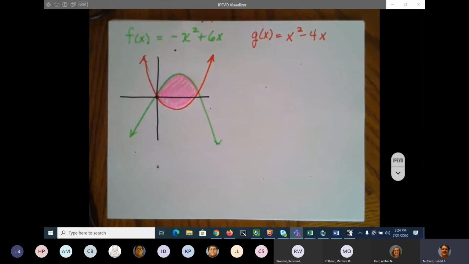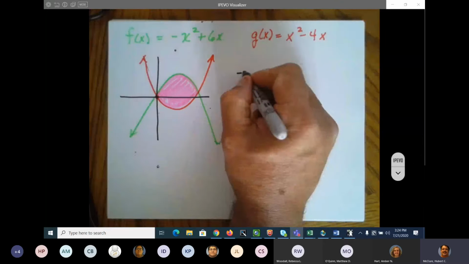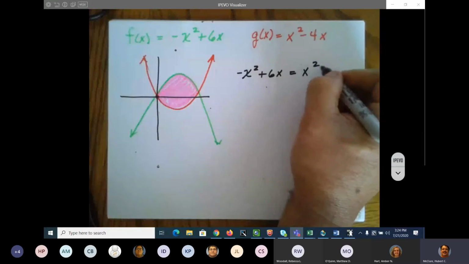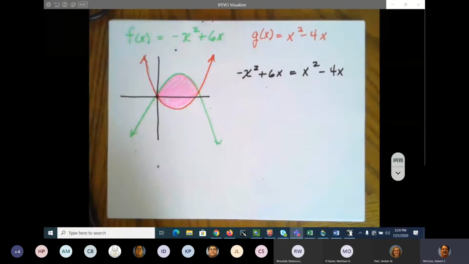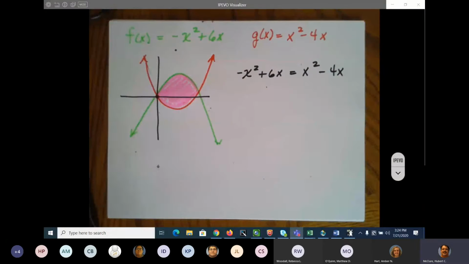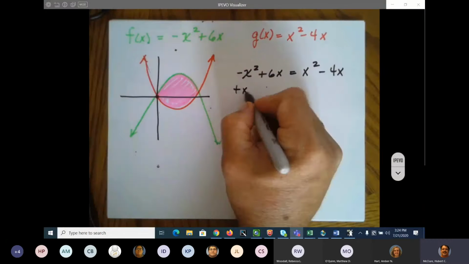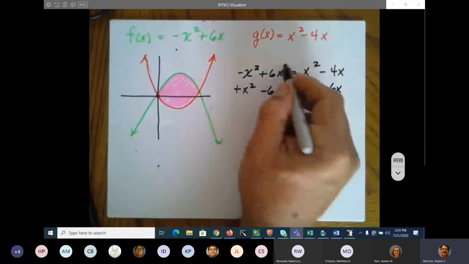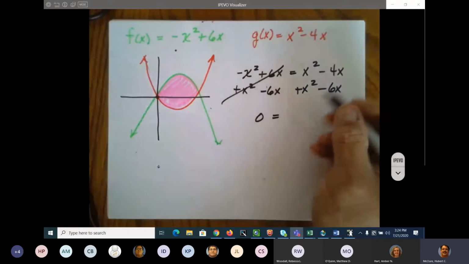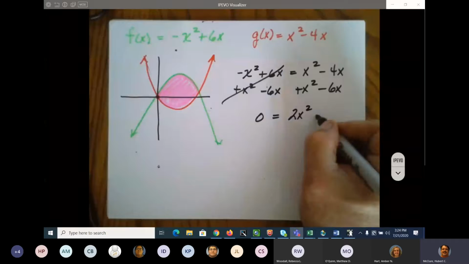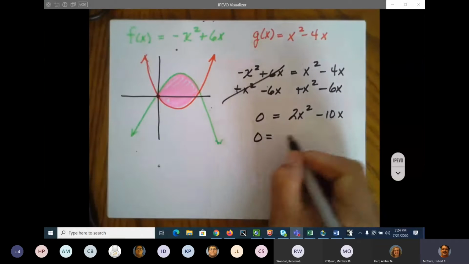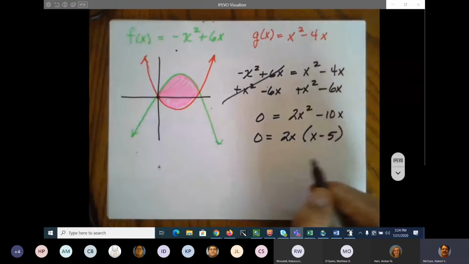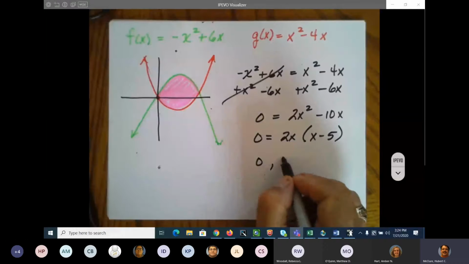And that's going to be negative x squared plus 6x is equal to x squared minus 4x. And use your algebra. Add x squared minus 6x to both sides. 0 is equal to 2x squared minus 10x. 0 is equal to 2x, and it's going to leave x minus 5. So 0 and 5.